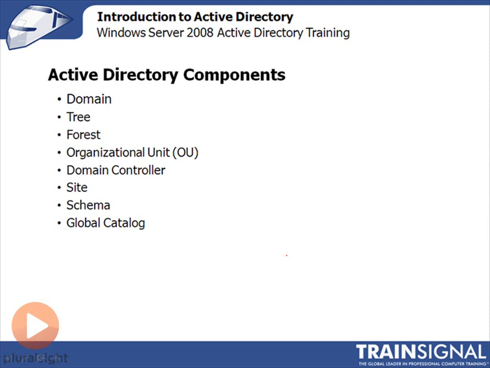Now let's take a look at the actual Active Directory components. Okay, I'm going to go through each one of these and define them for you. We're going to talk about exactly what a domain is, a tree, a forest, an organizational unit, domain controller, site, schema, and global catalog. Recognize any of those names? I can already see at least 3 that have been mentioned so far in this lesson. So let's go through and define those now.